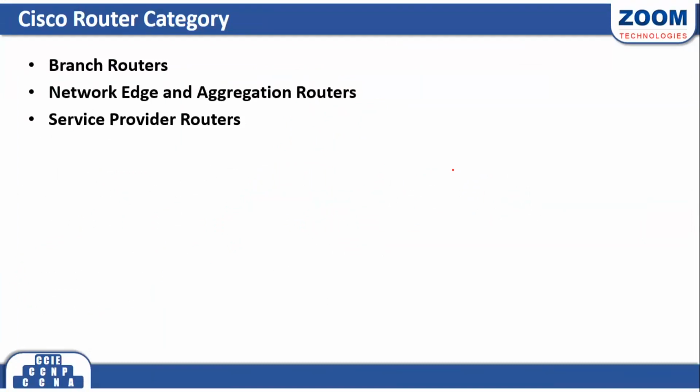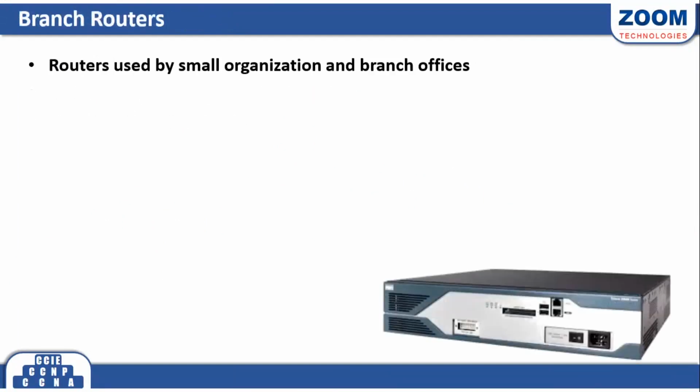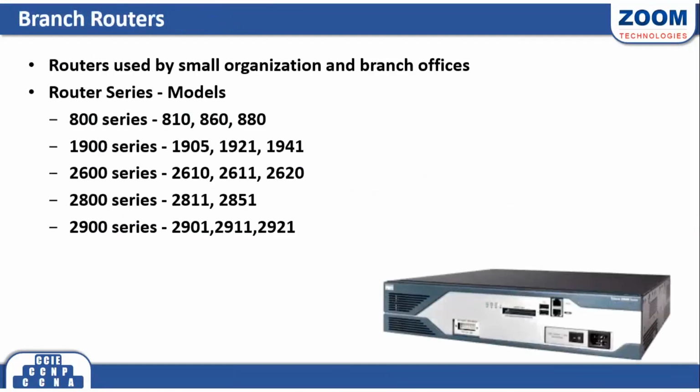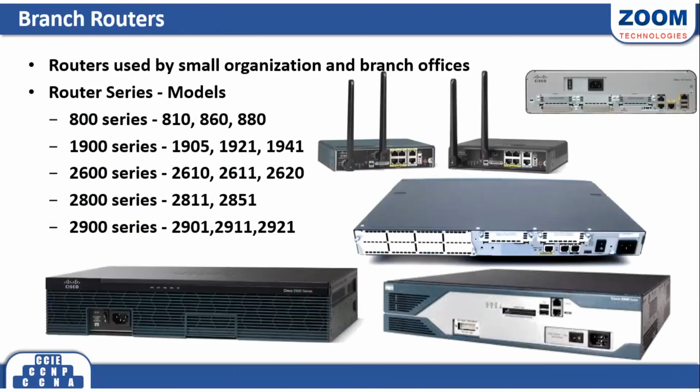So how to identify which router is a branch router, which one is a network edge router, which is a service provider router? For every router there is a model number series. Based upon the series, we can identify whether it is a branch category, network edge category, or ISP category. 1800 series, 1900, 2600, 2800, 2900 series all come under branch categories.